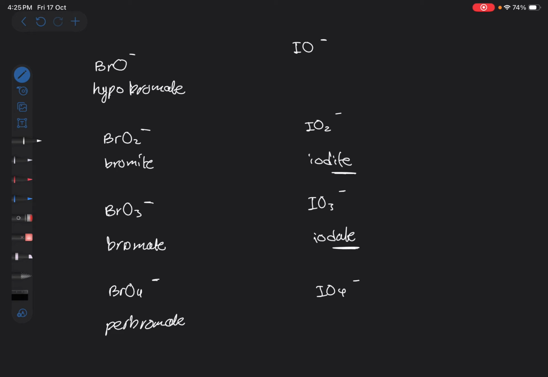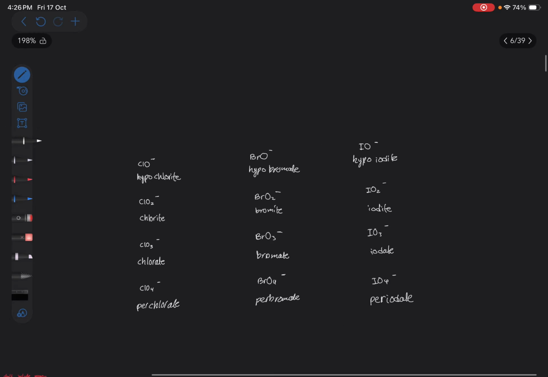Notice the suffix ite. The cuter one, ite. The bigger one, ate. Or you can say the bigger one ate the ite because it's greater. Okay, whatever. And now even the smaller one, you'll give it a prefix of hypo. So hypoiodite. And the larger one, give it a prefix per. So periodate. Okay? Easy. Now, what about the rest?